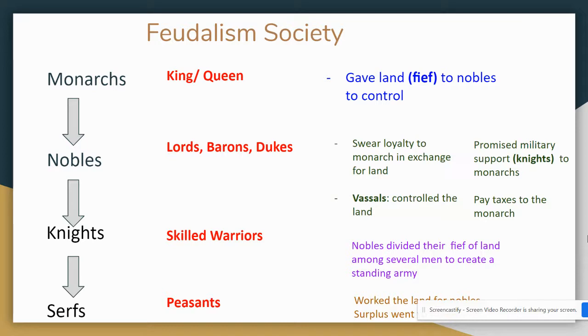We also see this term below called vassals. That's just another way to show who controlled the land. So the monarch's vassal would be the noble. Additionally, the nobles collect taxes, and those would be paid off to the monarch.